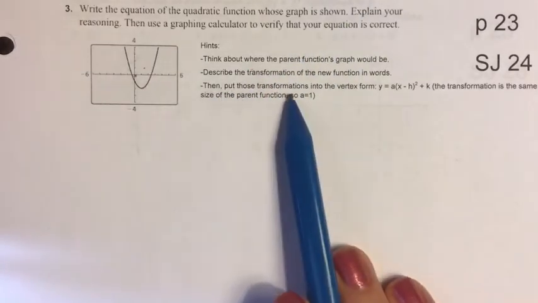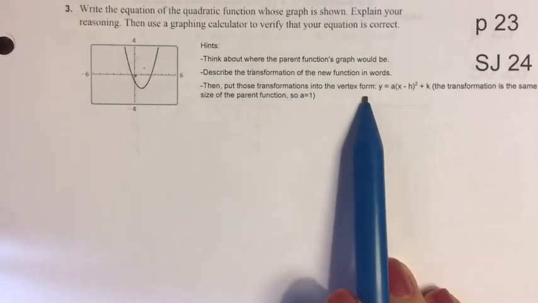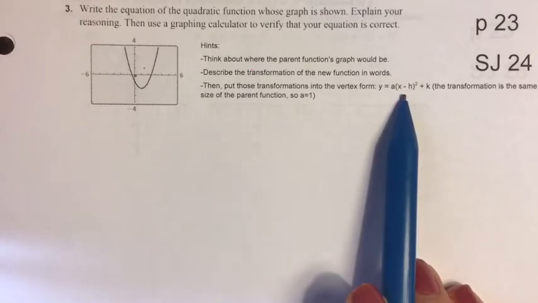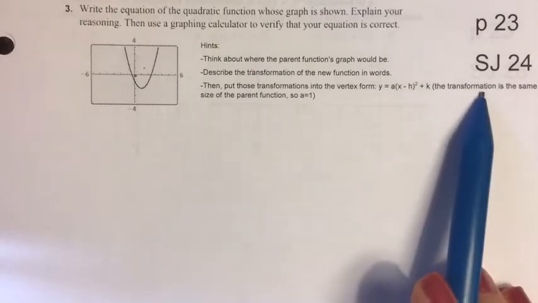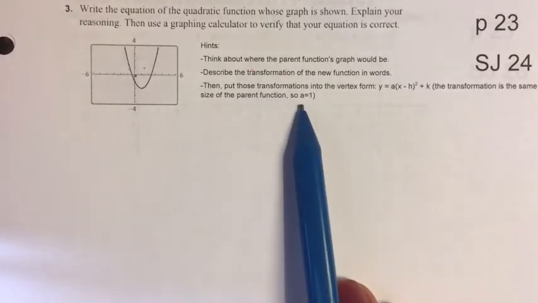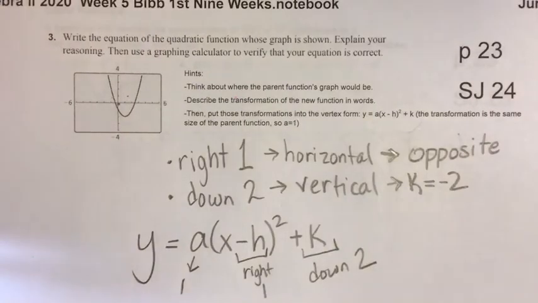Put those transformations into the vertex form, y equals a times the quantity x minus h squared plus k. The transformation is the same size as the parent function, so a equals 1. That will help you with that. I took a few notes for this particular problem.